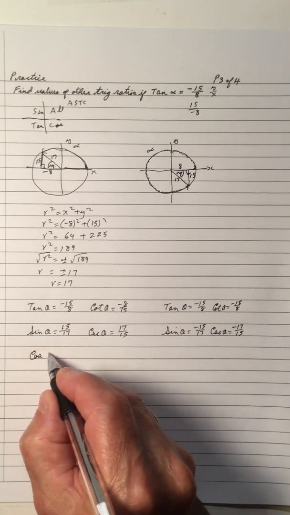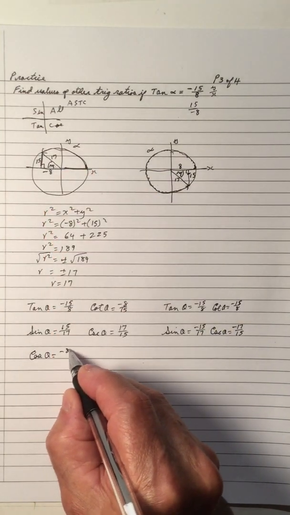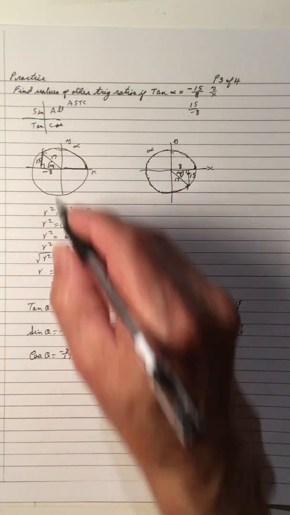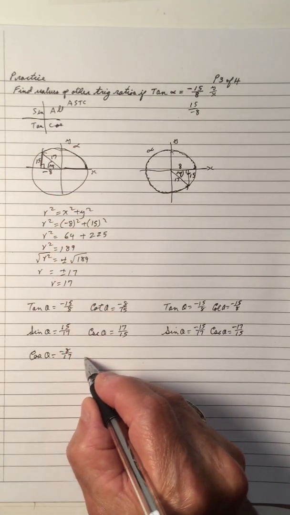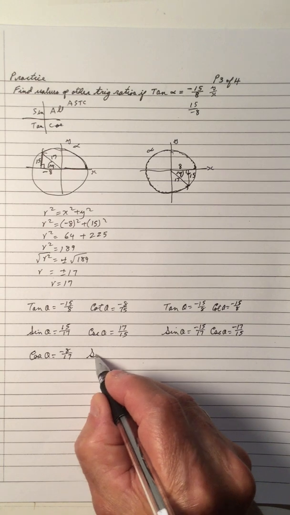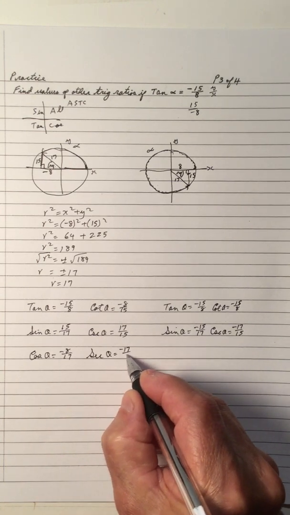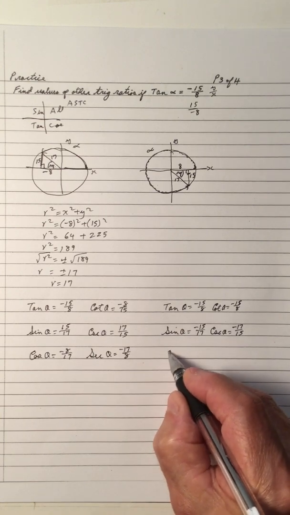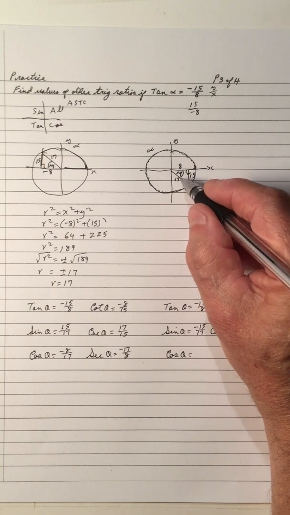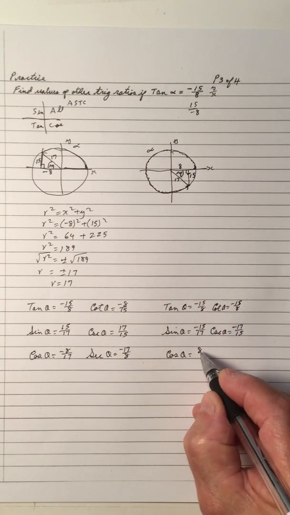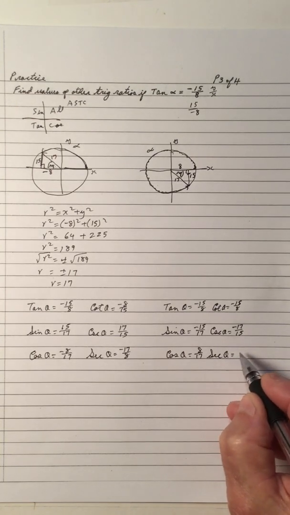And cos theta, cos is the x over the r. It's a negative 8 over 17. X is negative 8 over r, which is the radius 17. And that begins with c, so I need an s, so that's secant theta, negative 17 over 8. And the cos, in this one, cos is the x over the r, so it's an 8 over 17. So secant is the reciprocal, 17 over 8.